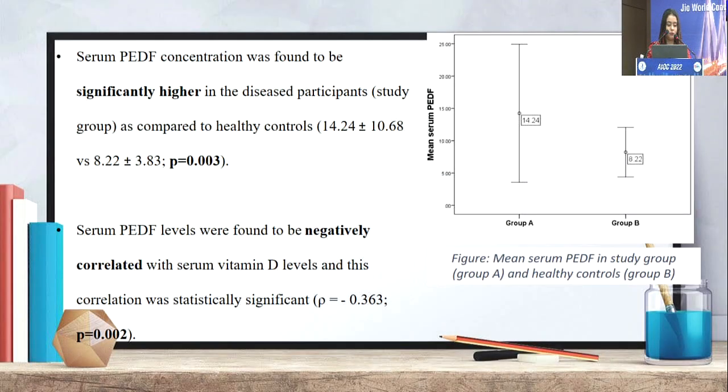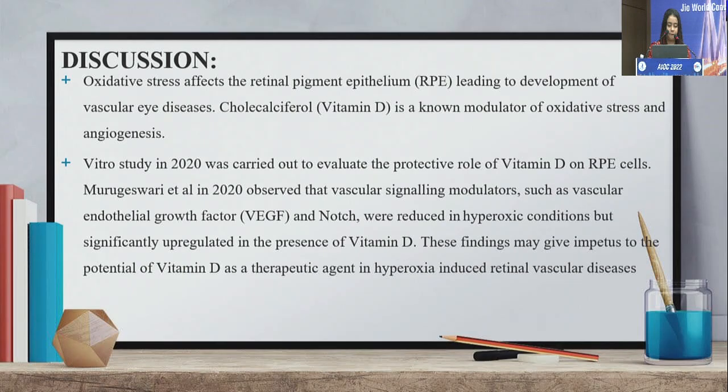Serum PEDF concentration was found to be significantly higher in the disease participants group, 14.24, as compared to healthy controls, being 8.22. Serum PEDF levels were negatively correlated with serum vitamin D, and this correlation was also statistically significant.